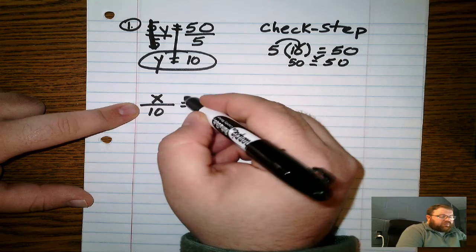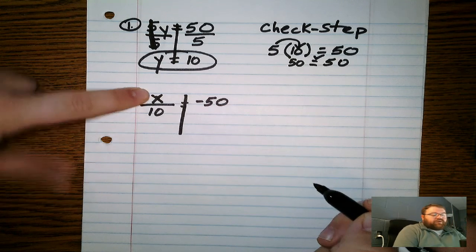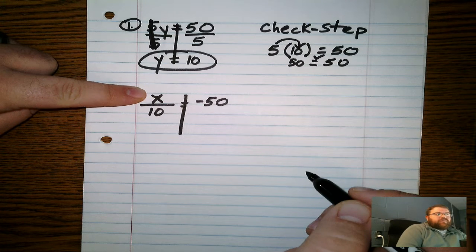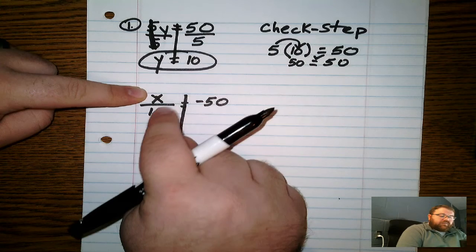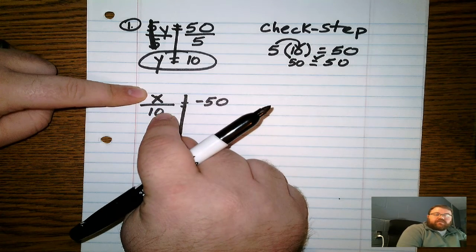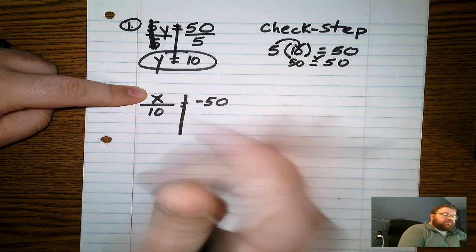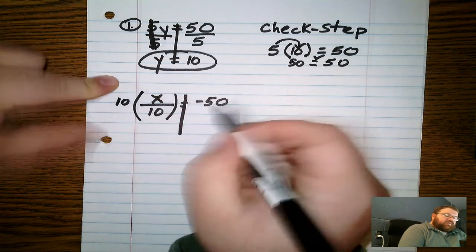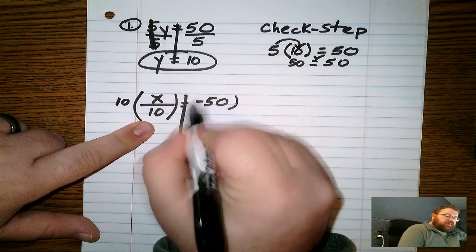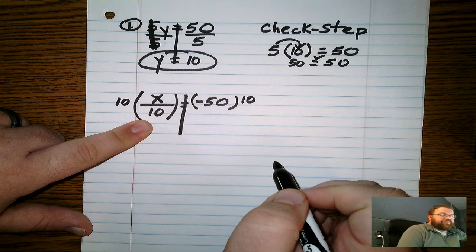I'm going to draw my line to separate the two sides, find my variable, and ask myself what's being done to that variable. In this case, it's trying to be divided by 10. So I'm going to ask myself, what is the opposite or inverse operation? So I'm going to multiply this by 10. And remember, what I do to this side, I have to do to this side. So I multiply this side by 10.